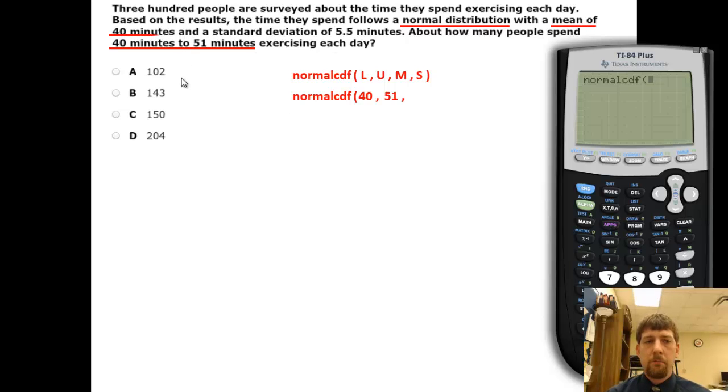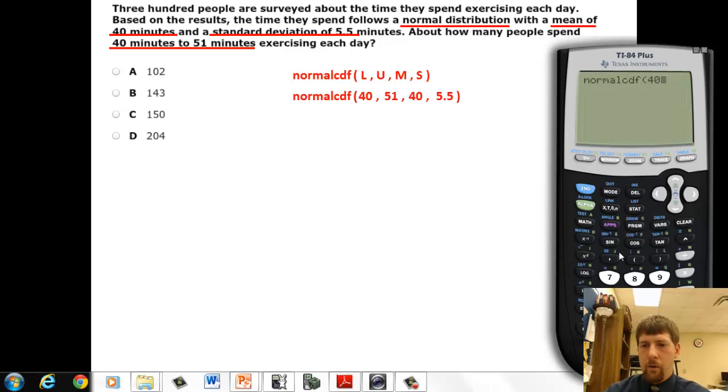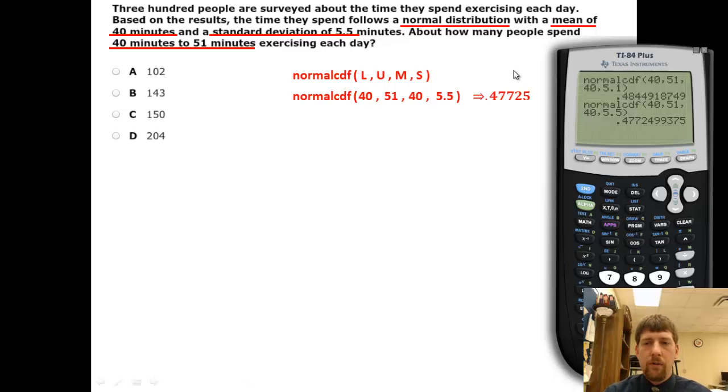Now we just need to finish plugging in mean. Mean is 40 minutes. Standard deviation is 5.5 minutes. And we calculate. So normal CDF, 40 to 51, with a mean of 40 and a standard deviation of 5.5. Close it off. And I get 47.725%. So 0.47725.